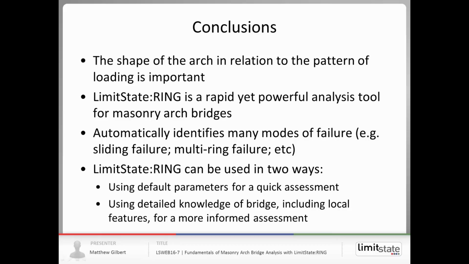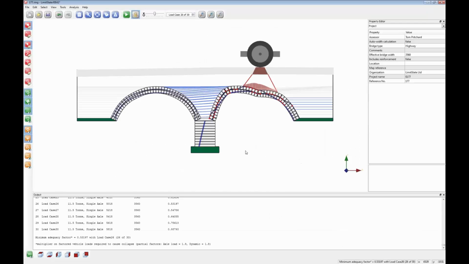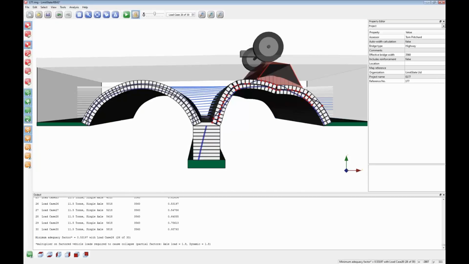Okay, so I'm just having a look at the console to see if we have any questions. So I can see that we do have some questions. First question is, are your products all 2D analysis software? So in terms of LimitState ring, LimitState Geo, and LimitState slab, they are all effectively two-dimensional tools.